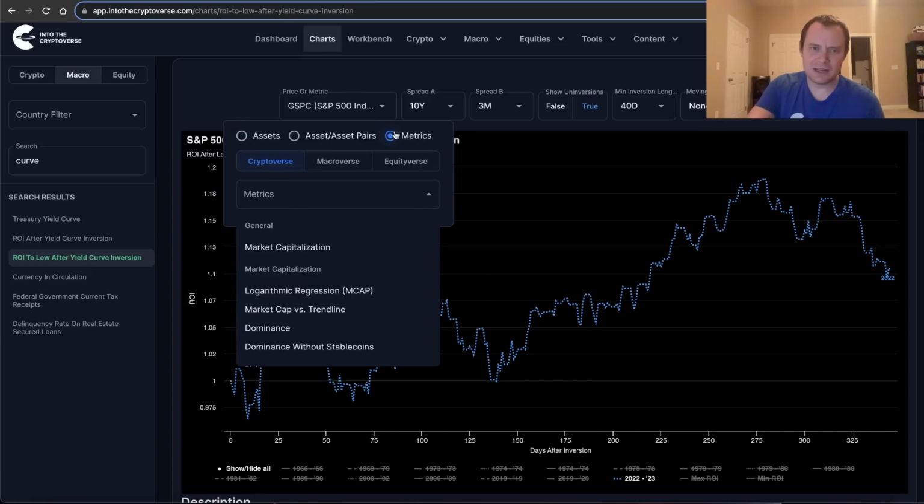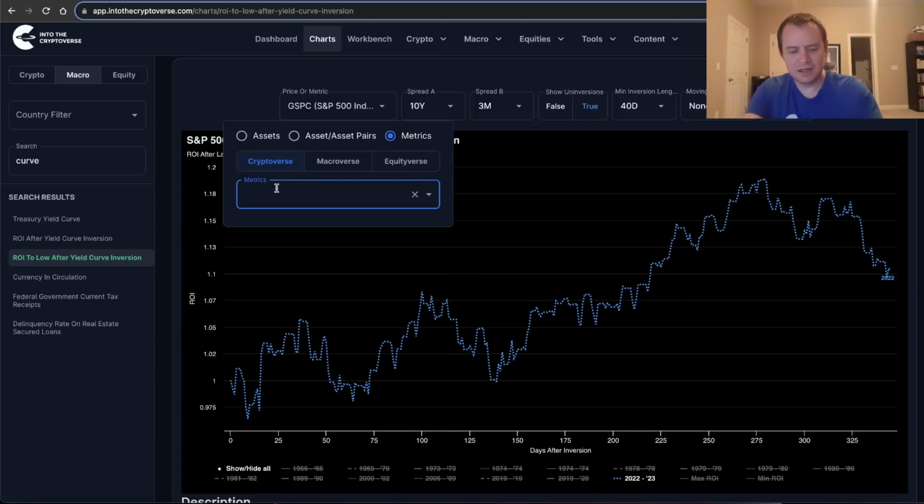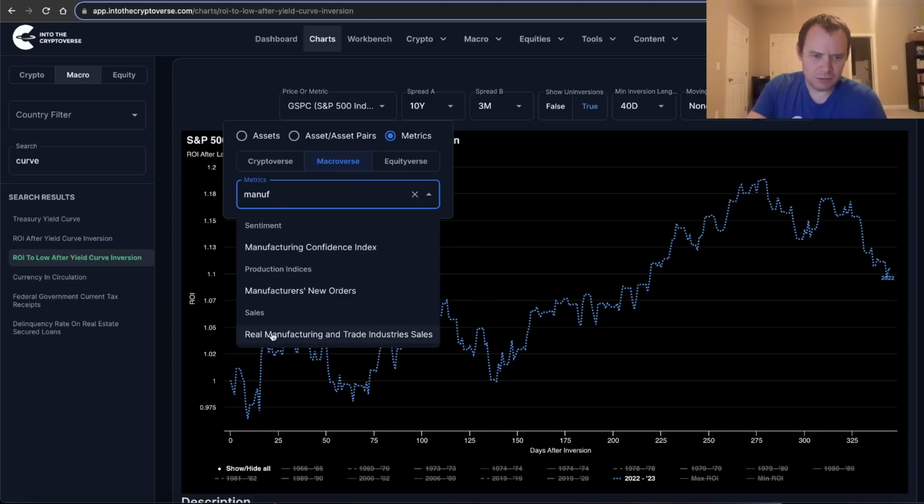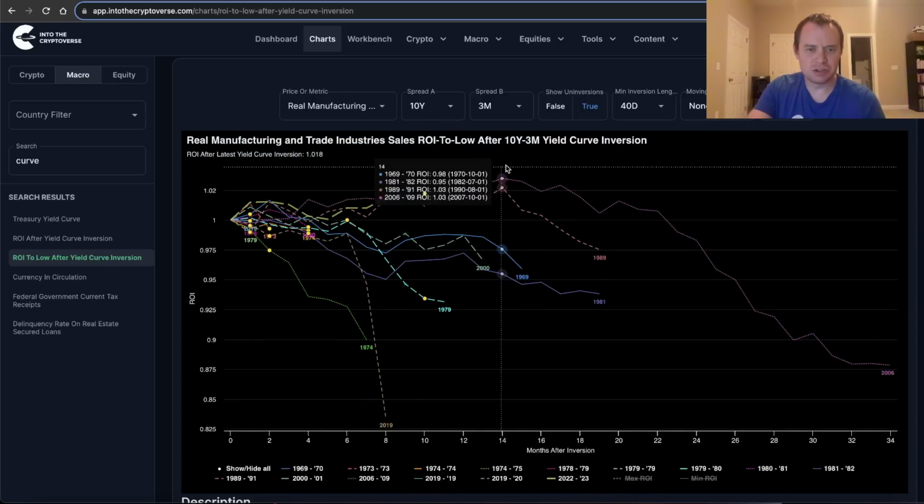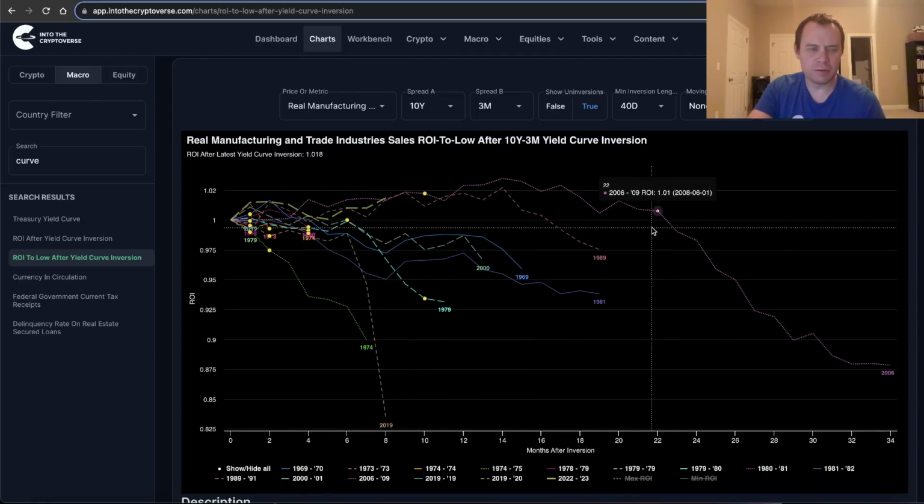I mean, I do care about it, but I really like following these other metrics. And here's some interesting ones. Here is manufacturing, real manufacturing and trade industry sales. So what we're looking at is we're comparing this metric, real manufacturing and trade industry sales, ROI to low after inversion of the 10-year and the 3-month yield.